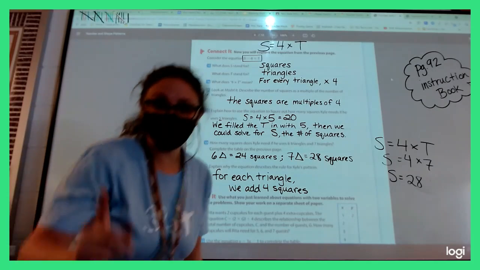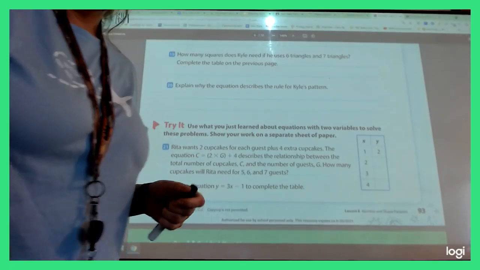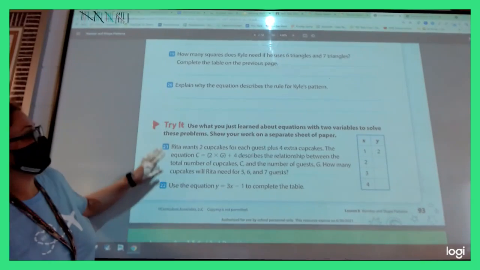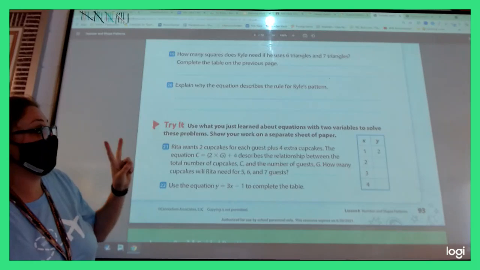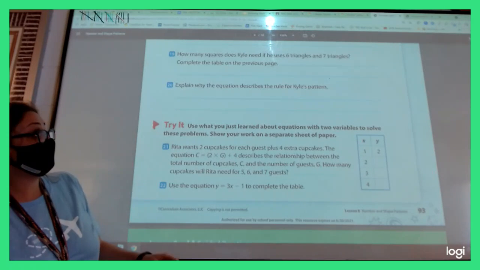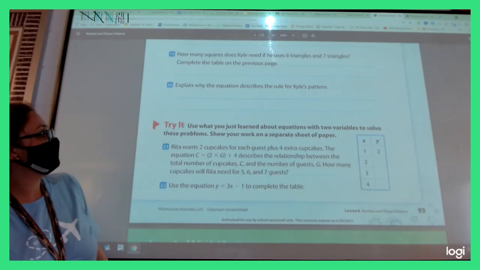All right, I'm going to pause you guys while I erase and scroll down. Okay. We're down at the bottom at the try it. Use what you just learned about equations with 2 variables. Remember, a variable is just the letter we fill in, right? So we had 2 variables to solve these problems.